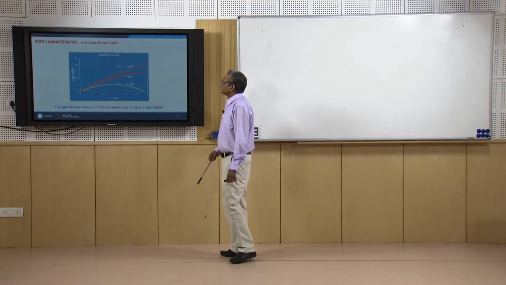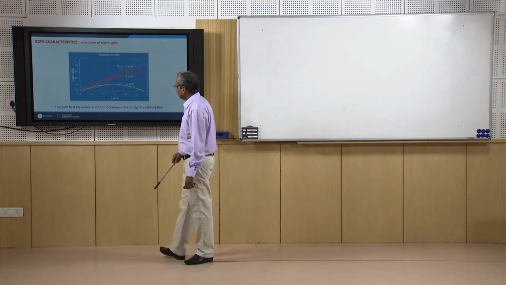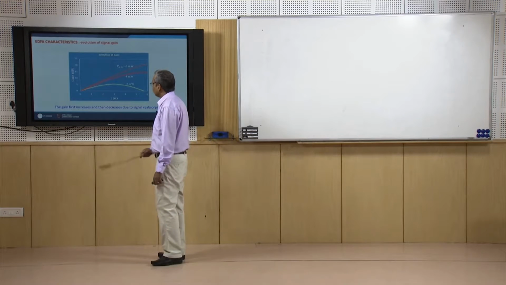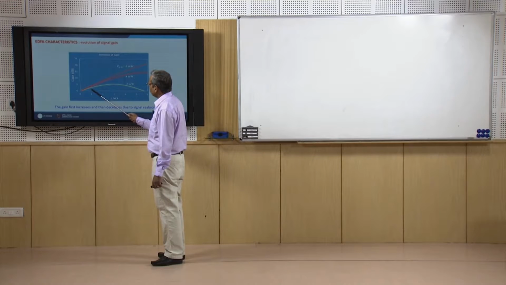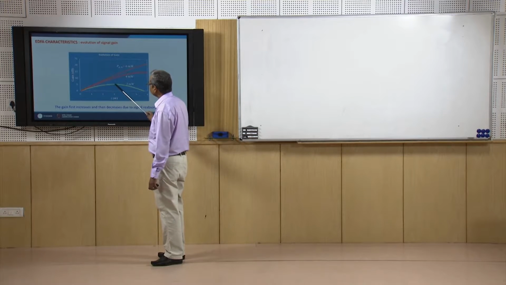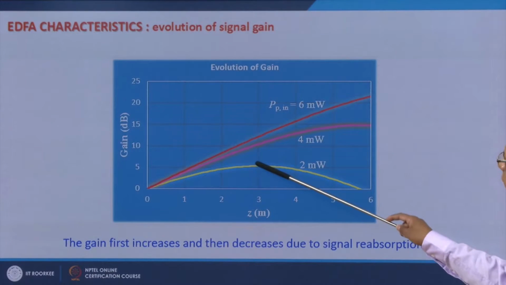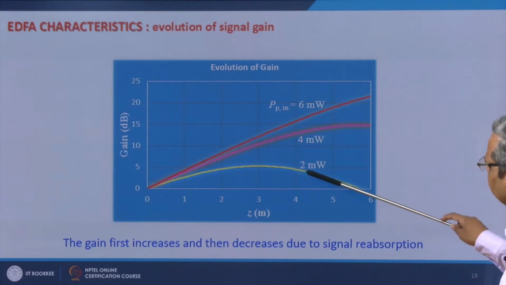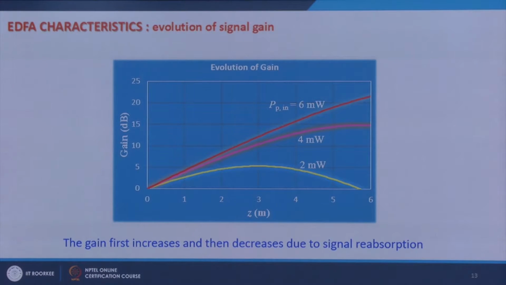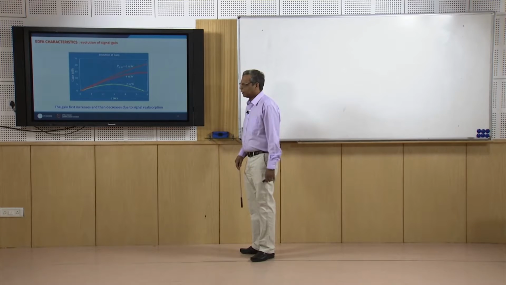This is how the signal gain varies with z. So, initially the pump is able to provide energy to the signal, so your gain increases. After that it gets almost saturated and then again it decreases, because of signal reabsorption.